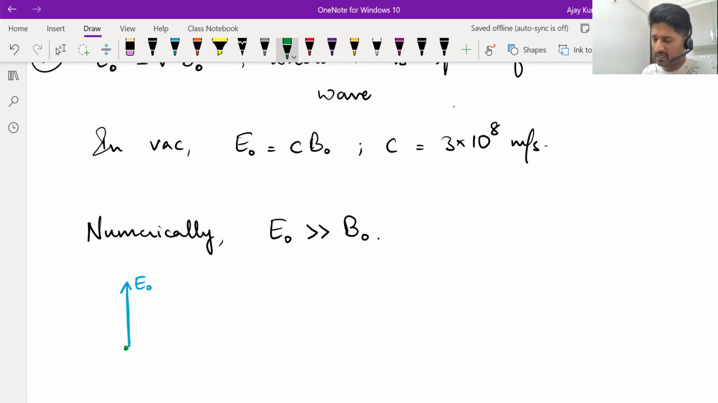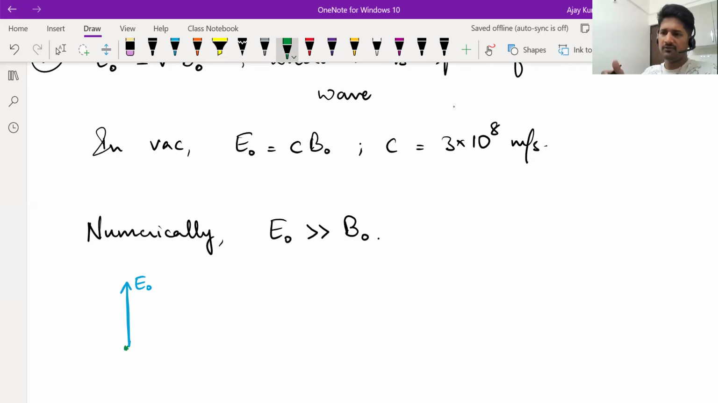The peak value of magnetic field will be 1 by 3 into 10 power 8 times the peak value of electric field. It's very, very small. I'm not saying the field is negligible. Numerical value is very small compared to numerical value of electric field.